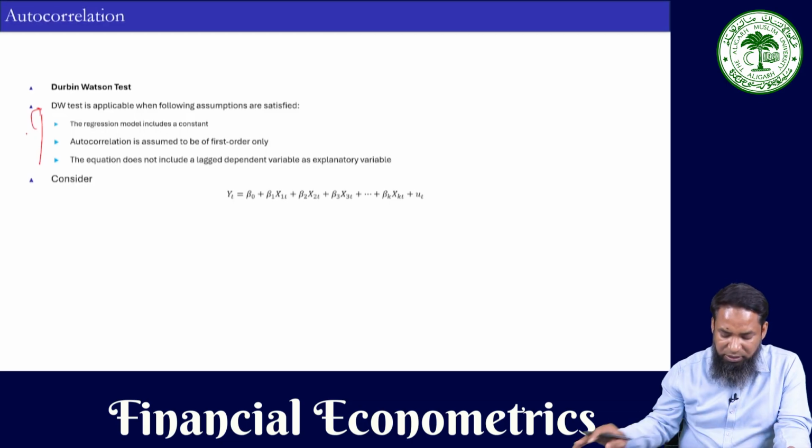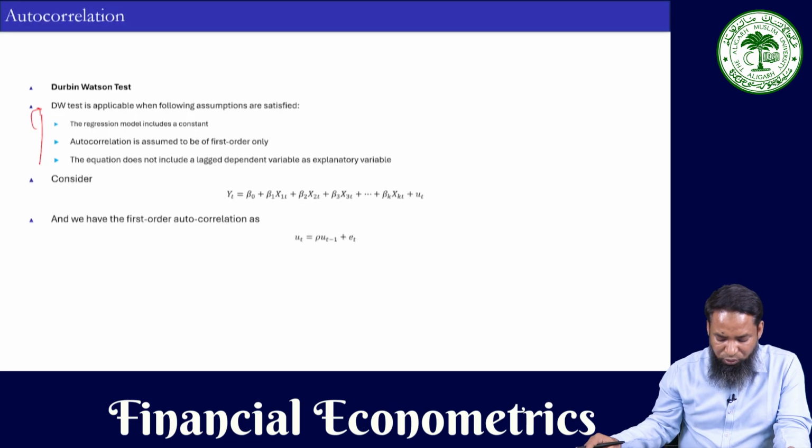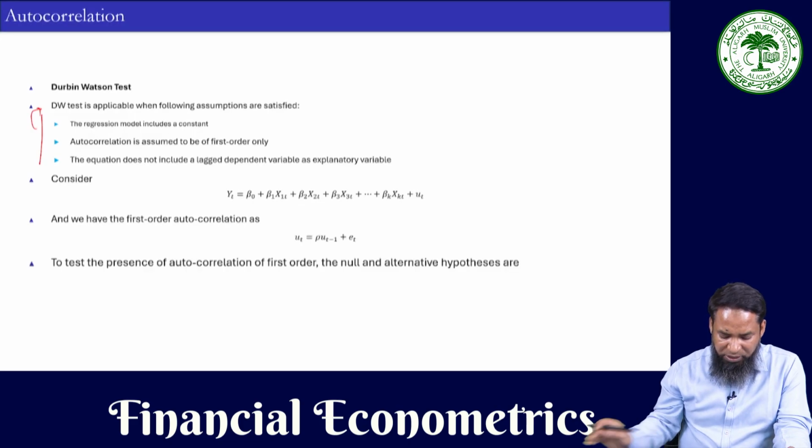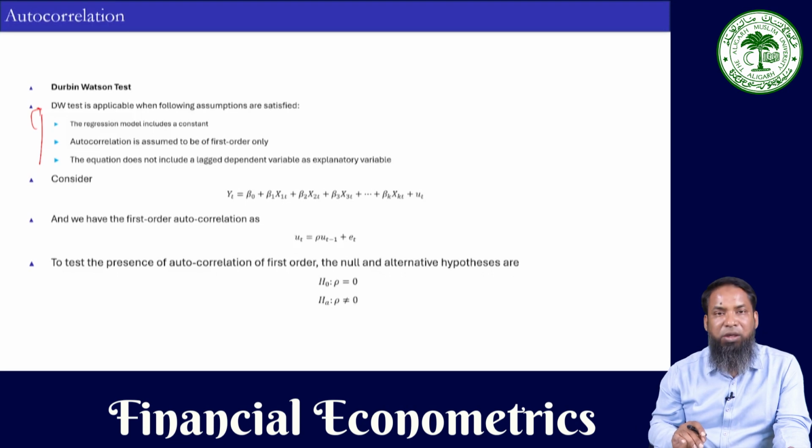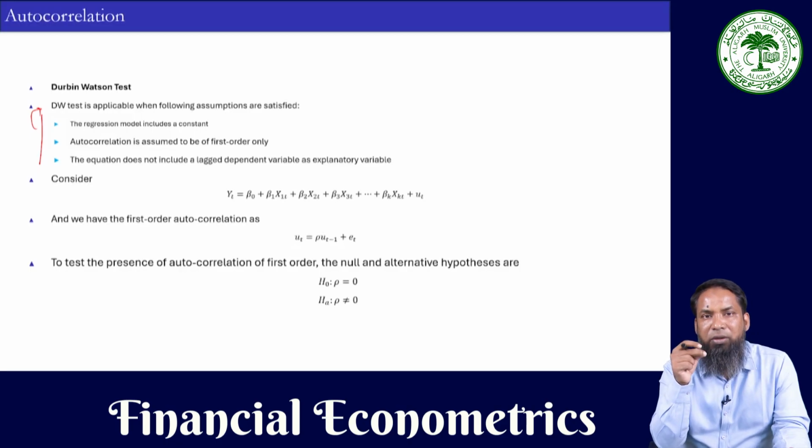So, here consider this particular equation, where we have the first order autocorrelation u_t. Then, to test the presence of first order autocorrelation, the null and alternative hypotheses are: rho is equal to 0 and rho is not equal to 0. If rho is equal to 0, that means there is no autocorrelation. If rho is not equal to 0, that means there is the presence of autocorrelation. Now, when we say rho is not equal to 0, it could be positive, it could be negative.